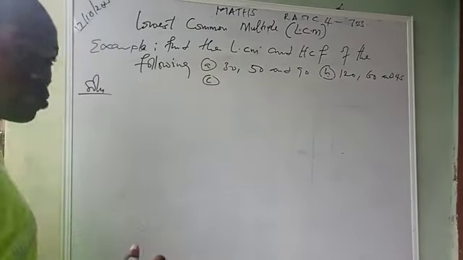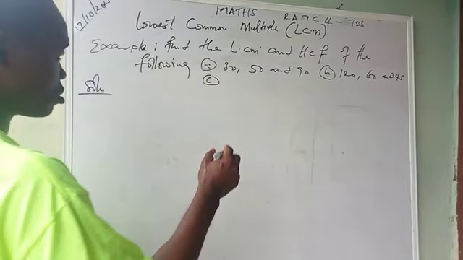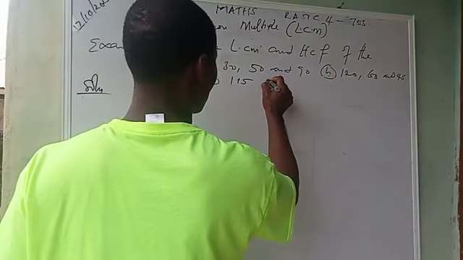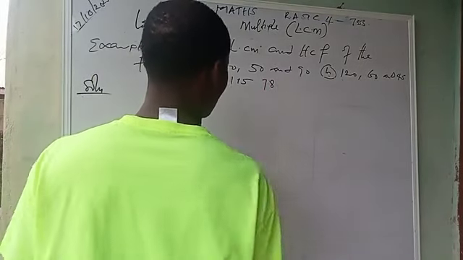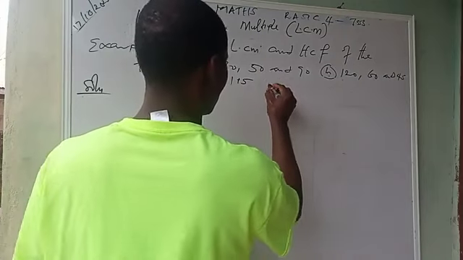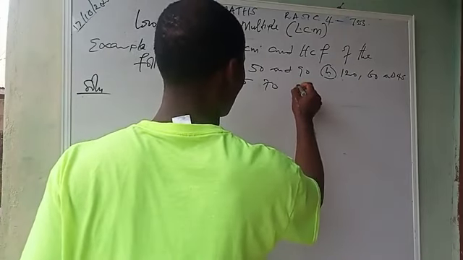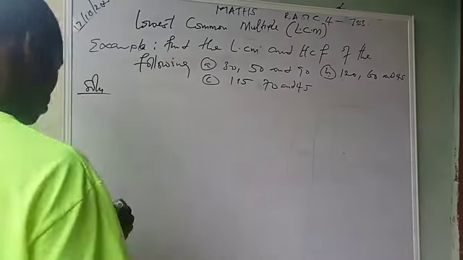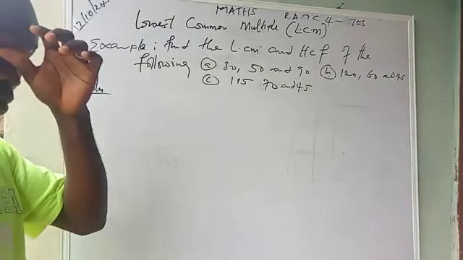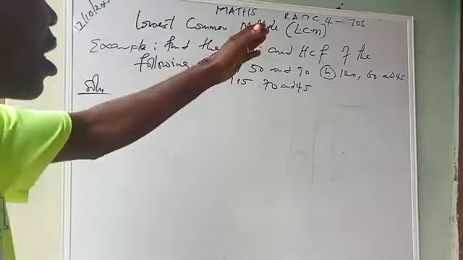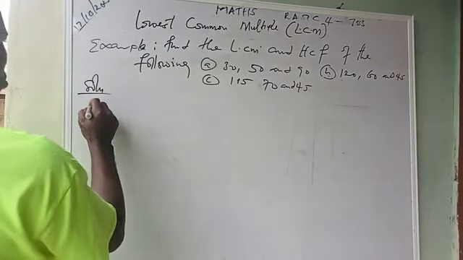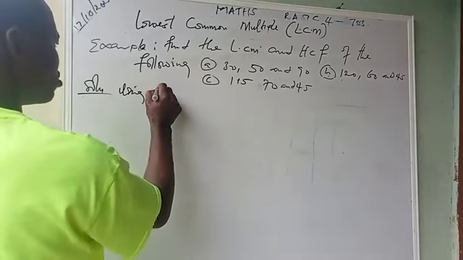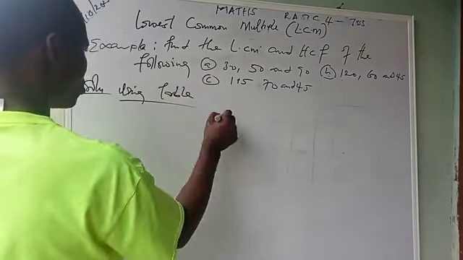So I'll make use of the table. Okay, so we're looking for what? LCM and HCF. So for the solution, you make use of what? The table. I'm using the table method.